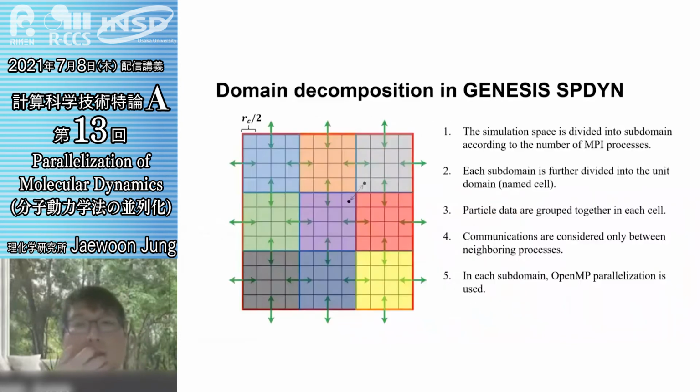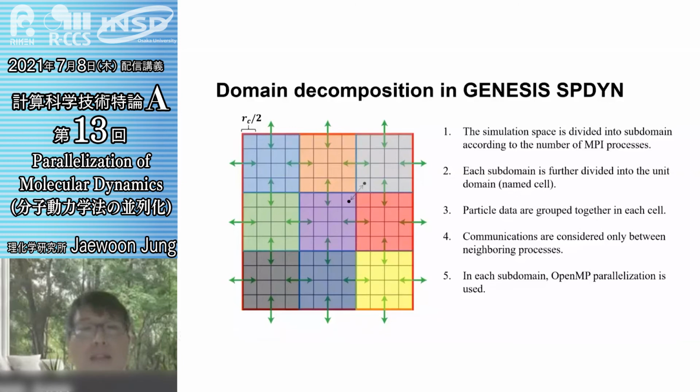In the Genesis SPDYN simulator, we make use of domain decomposition. First of all, the simulation space is divided into subdomains according to the number of MPI processes. Here, I assume 9 MPI processes. And each subdomain is again divided into unit domains named cells. Here, each subdomain consists of 16 cells.